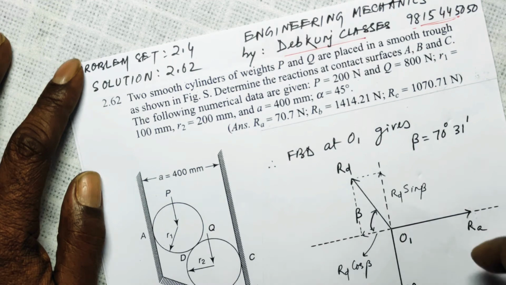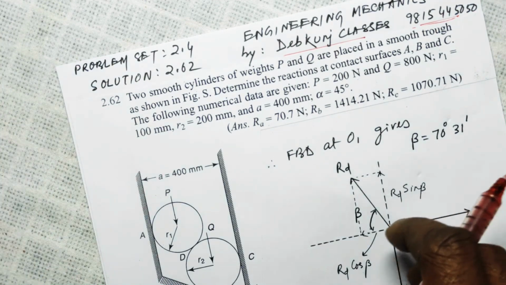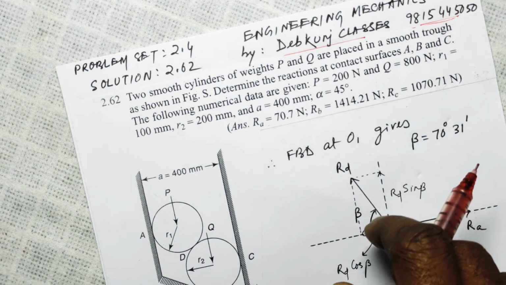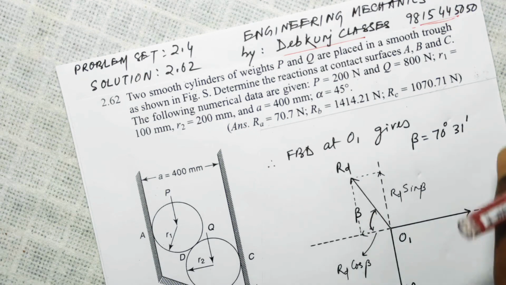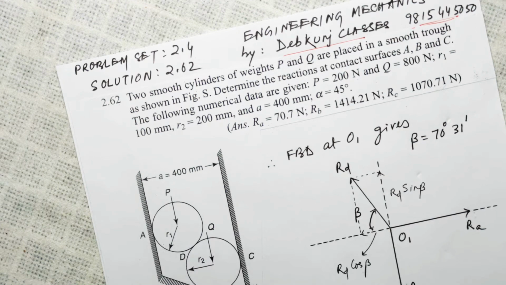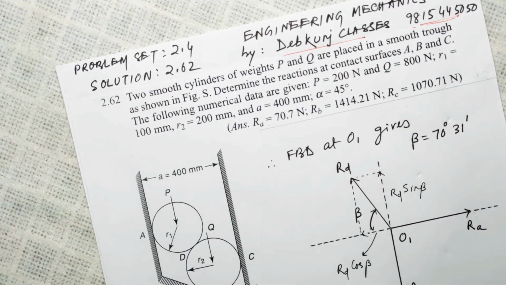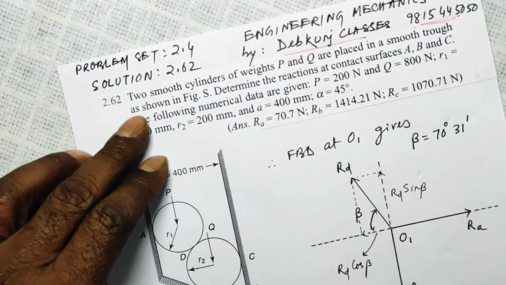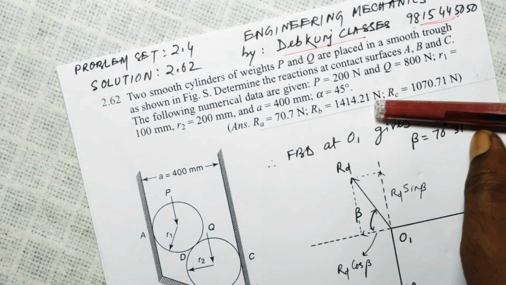So let us begin with another one, that is problem set 2.4, solution to 2.62, right? So, two smooth cylinders of weight.